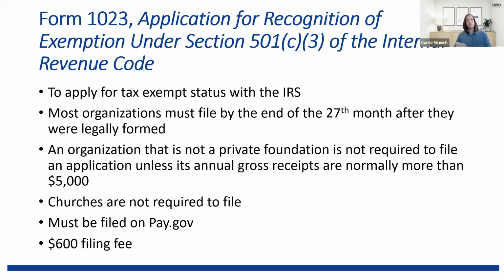After a nonprofit files its articles, it is then able to file an application for recognition of exemption with the IRS. This is the form you file with the IRS to get your tax exempt status. All of you who are already a 501(c)(3) have already filed this. It is a very large form and requires a lot of information. There's a $600 filing fee, and it must be filed through pay.gov currently, so it is an electronic form.